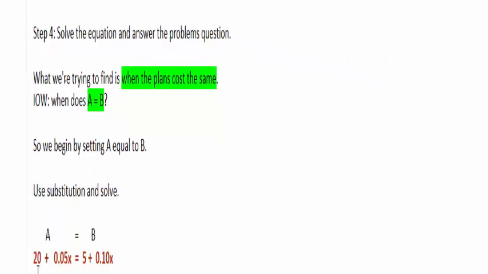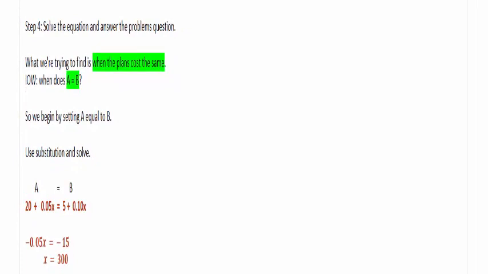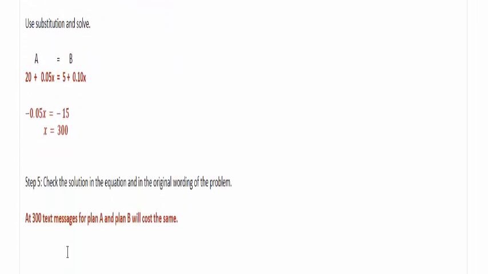So A equals B becomes 20 plus 0.05x equals 5 plus 0.10x. And then we just solve that by rearranging it so we can combine our like terms using opposite operations, and then finding that x equals 300. And when we put that 300 back into the word problem, we realize it means that at 300 text messages for plan A and for plan B, the cost will be the same.